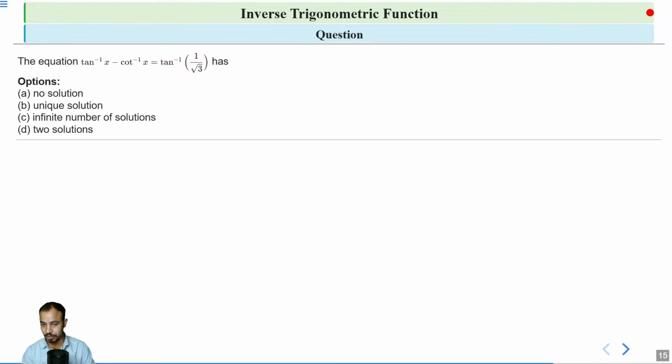So first of all, try it once and give your answer. Which option is correct here? Everyone do it and write your answer in the chat section.